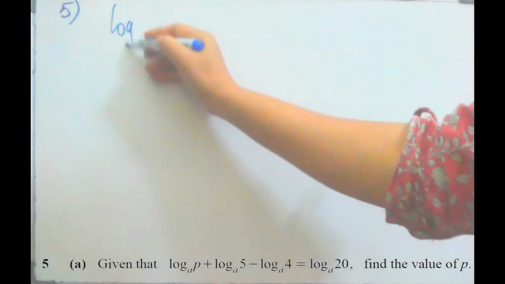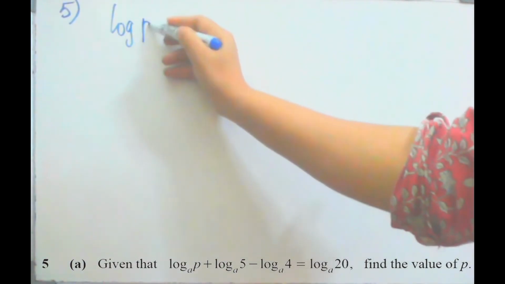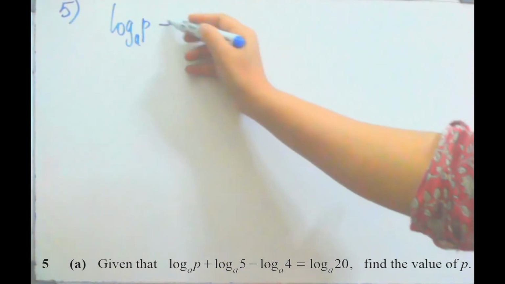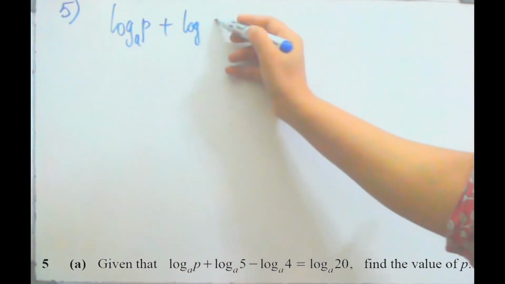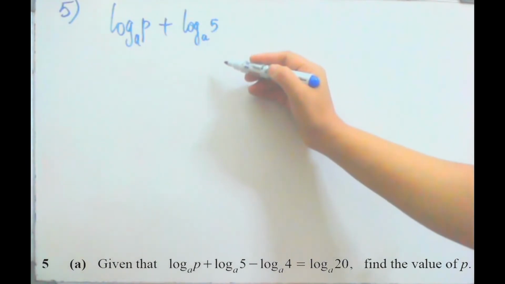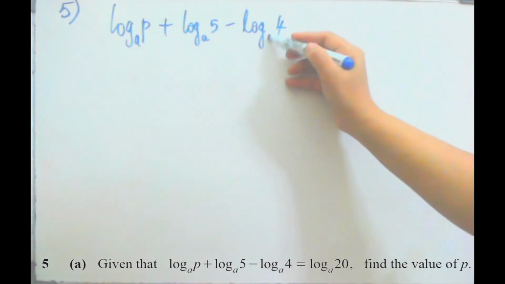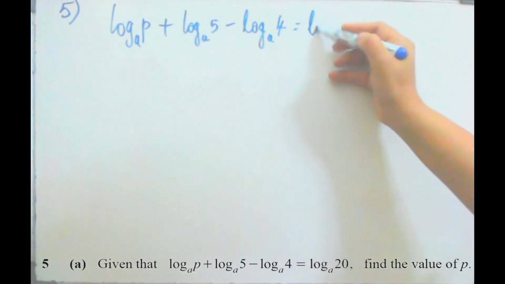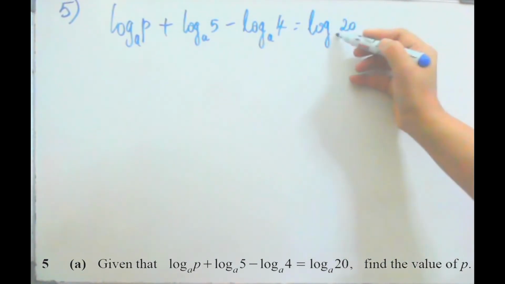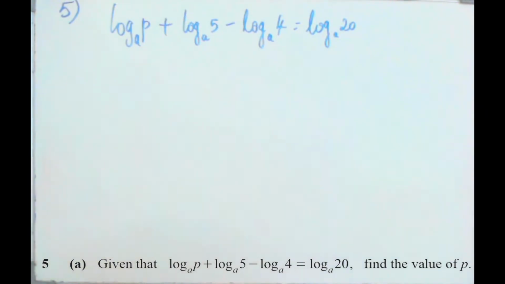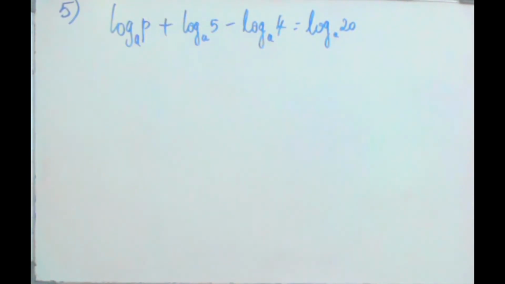So an expression in log is given. We have to find the value of p. Log p to the base a plus log 5 to the base a minus log 4 to the base a is given as log 20 to the base a. Find the value of p.